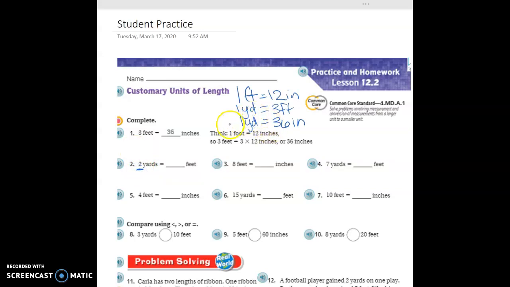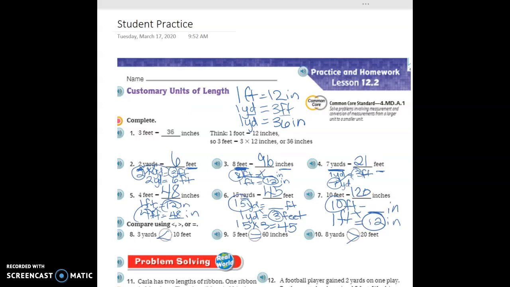So as you can look at this, you do your assignment, and you know that there's 2 yards, and now they want to know how many feet. So you're going to be using this one. So you have to look at each one. 8 feet and inches. So you know you're going to be using this one. 7 yards to feet. Yards, feet. So again, you're going to be using this one. So refer back to this chart. Try this page on your own. And then pause. And check your answers.